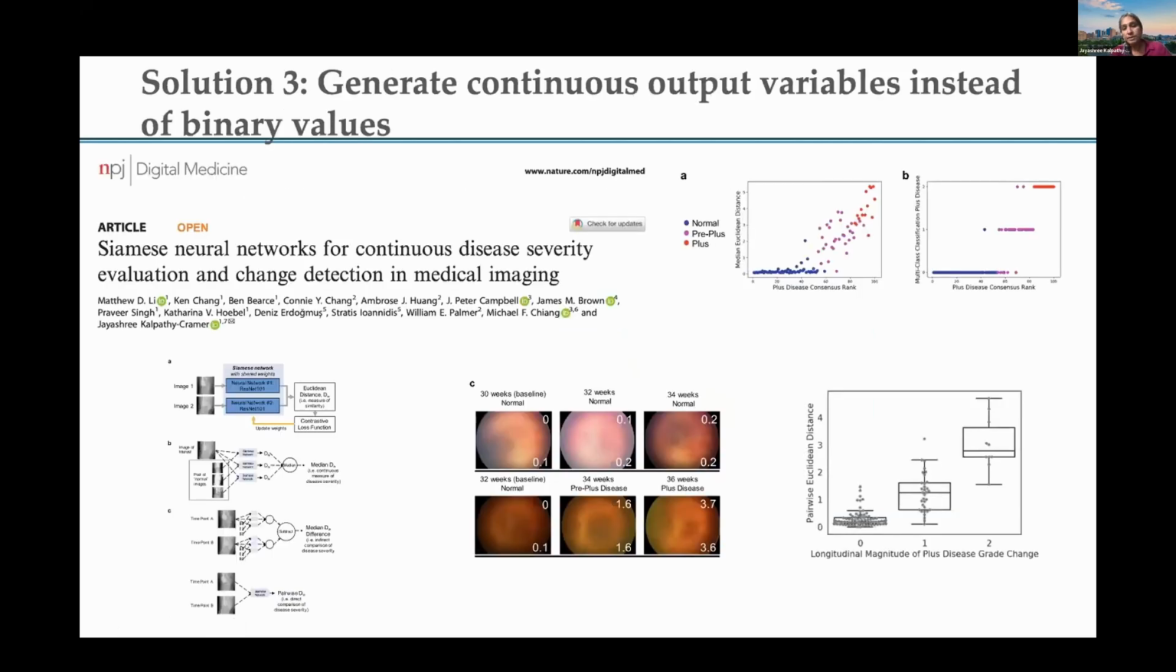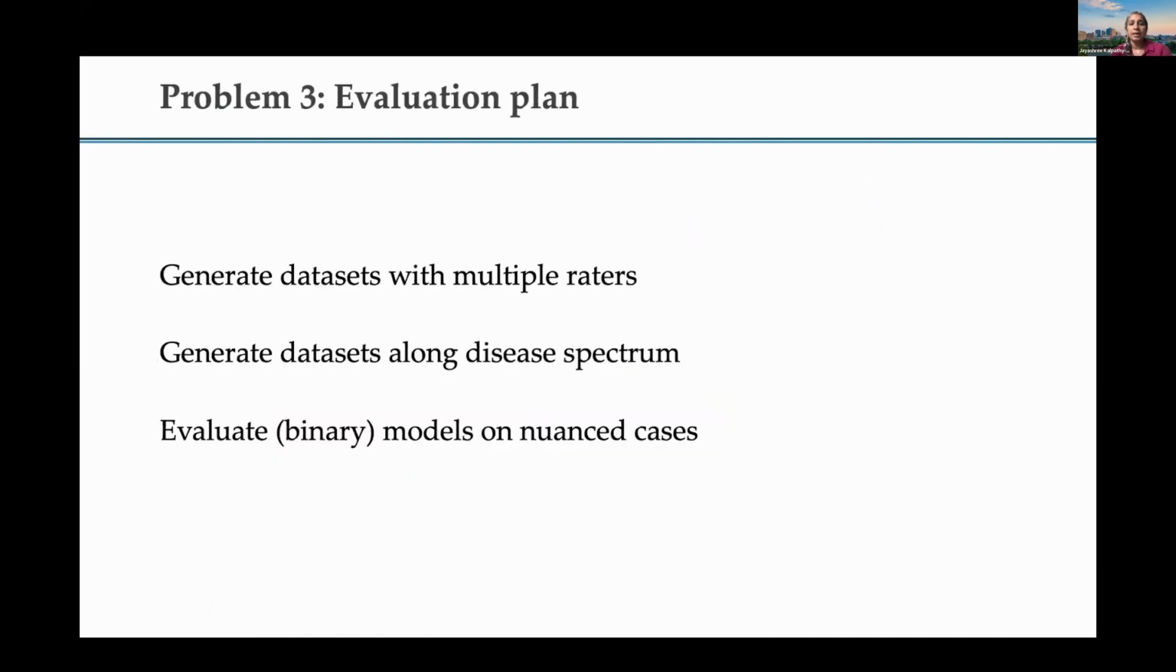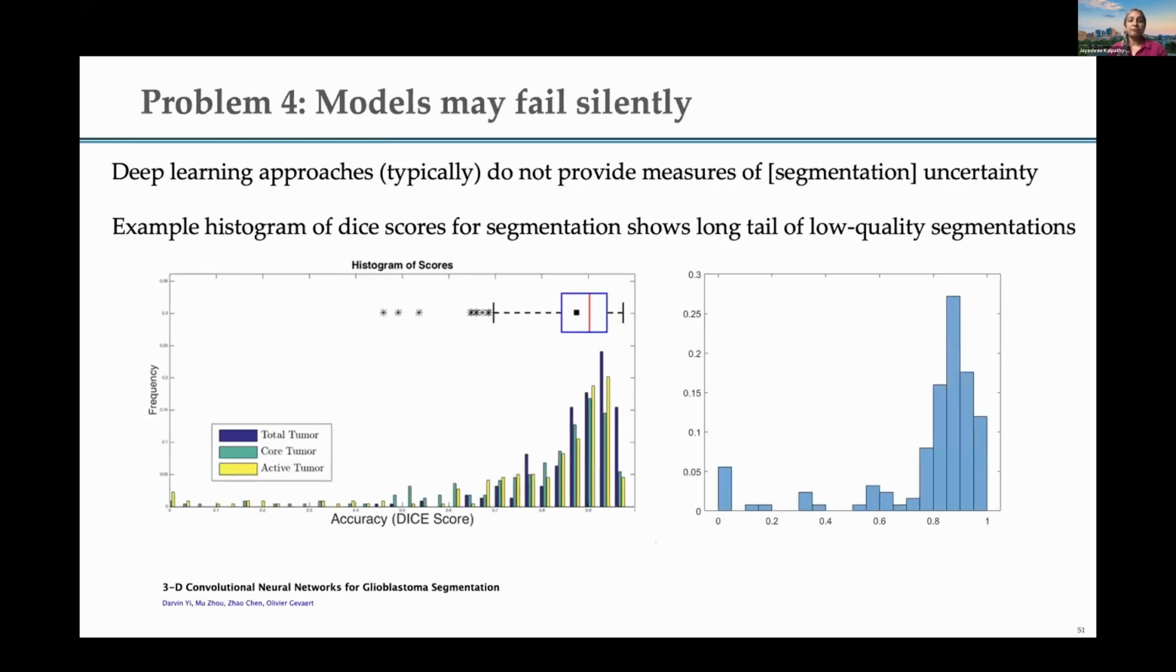So a different solution that we've also considered is this notion of, instead of having binary outputs, having a continuous output variable as a function of severity of disease. So in terms of an evaluation plan, I think it's helpful to have multiple raters. We see this quite commonly requested when we are publishing deep learning manuscripts that are using humans as the ground truth. It'd be really good to also have data sets that are along the disease spectrum, so not just the most extreme cases, and then looking at more nuanced cases and seeing how well the model works.